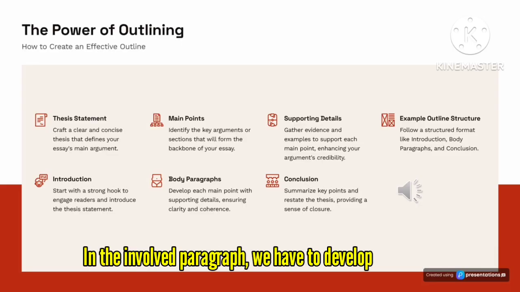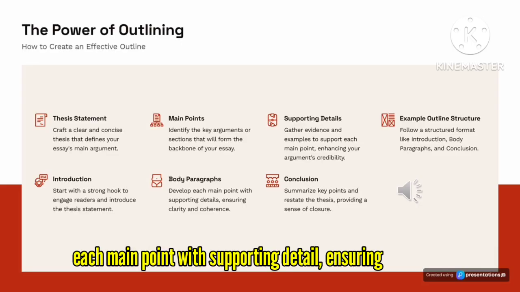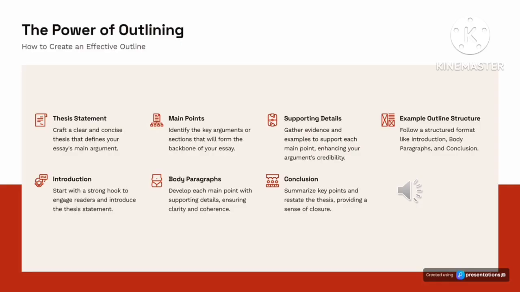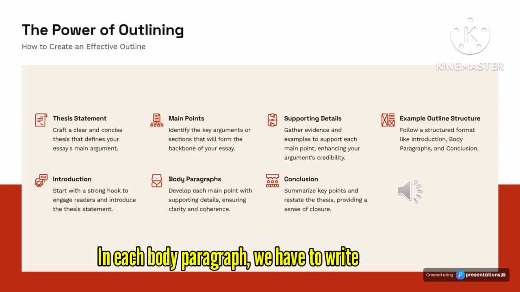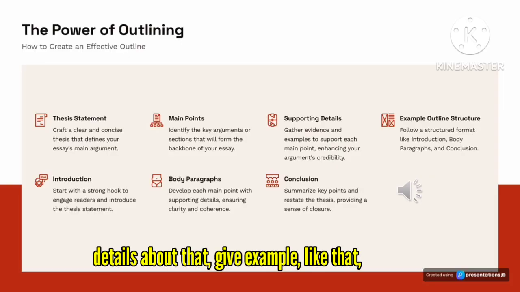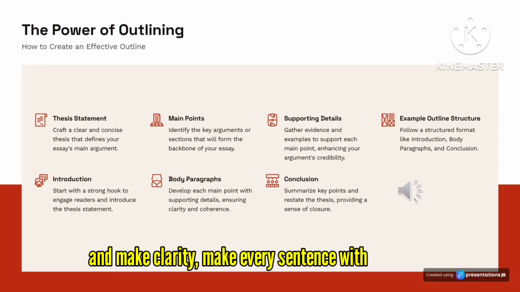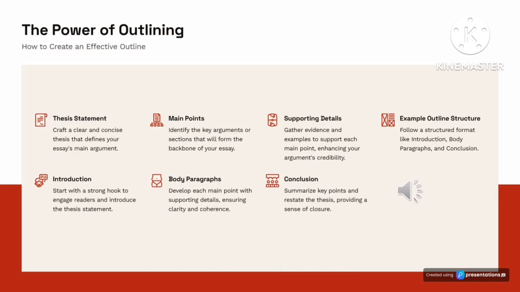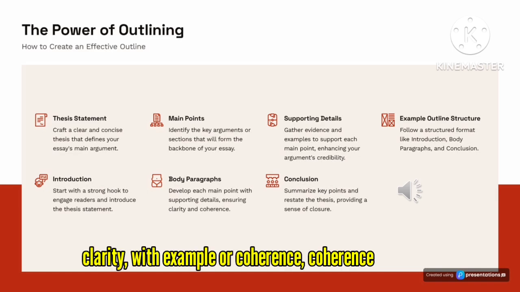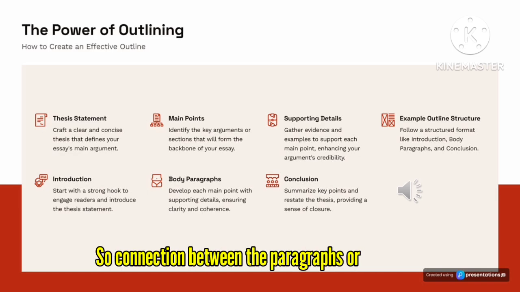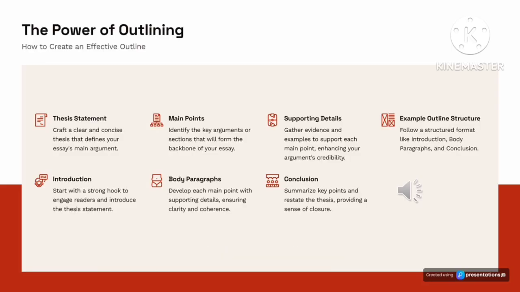And in the body paragraph, you have to develop each main point with supporting detail, ensuring clarity and coherence. In each body paragraph, you have to write details about that, give examples, and make every sentence clear, with example or coherence. Coherence is a connection between the paragraphs or connection between the sentences.